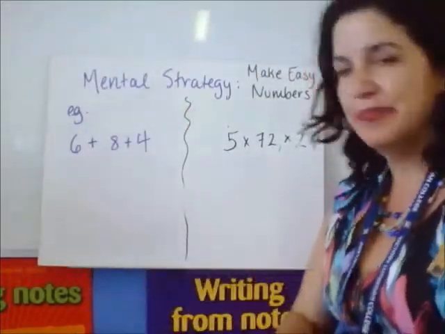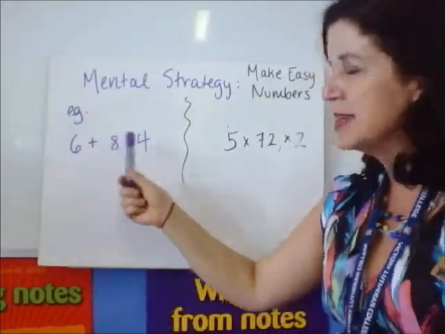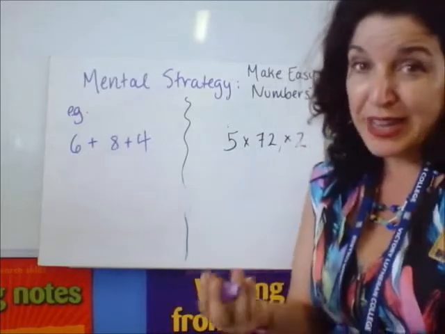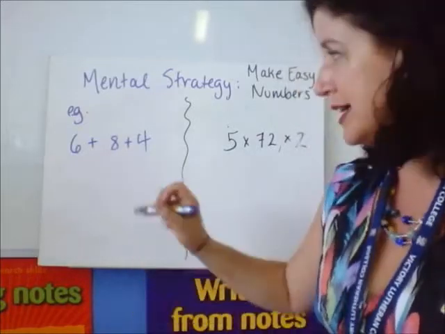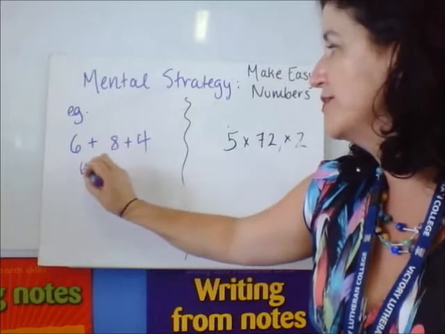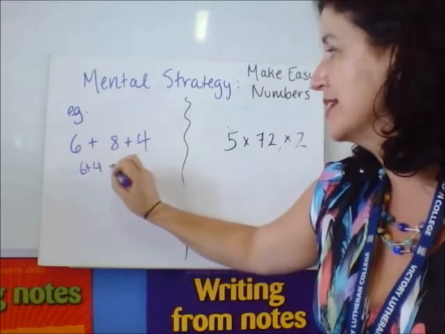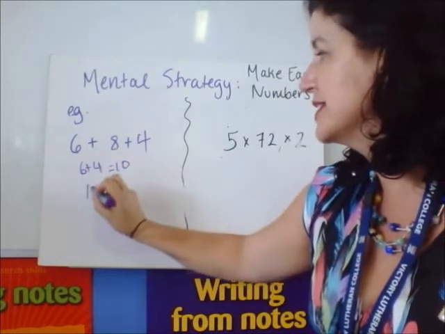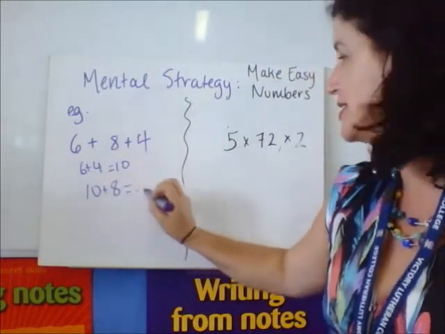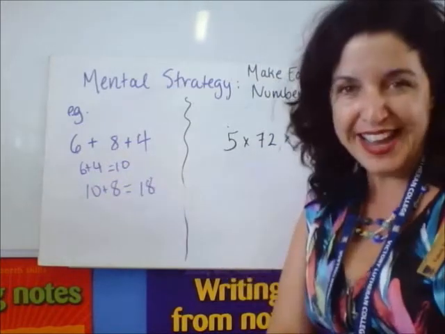Here's an example. Let's say you've got something like 6 plus 8 plus 4. Well that's fine, and you can do it in that order, but obviously 6 plus 4 is going to make a 10. So then you can easily say 10 plus 8. It's a much easier sum to do in your head.